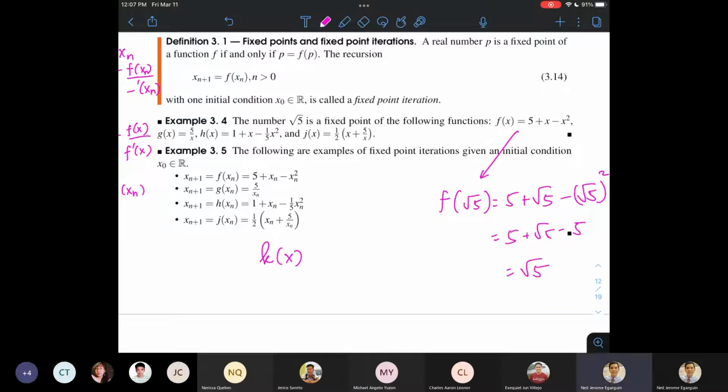Paano natin nako-compute yung fixed points? Or halimbawa ito, paano ko nalaman na si root 5 ay isang fixed point ng function f? Ano yung pwede kong gawin para ma-compute yung mga fixed points? Anyone?